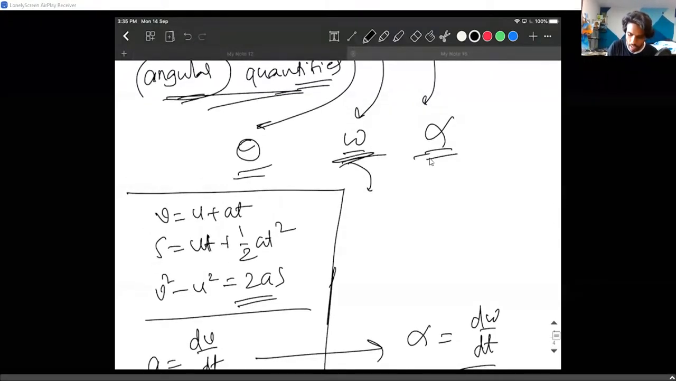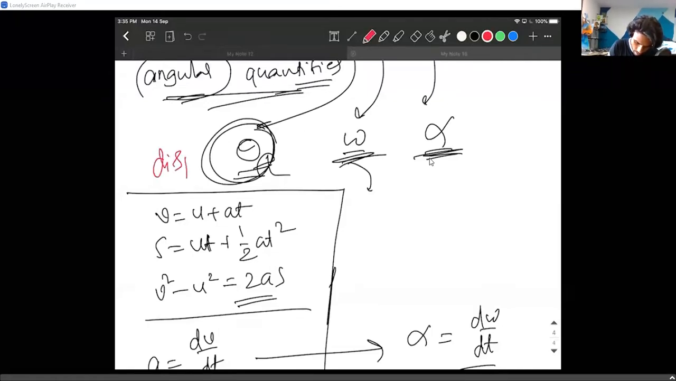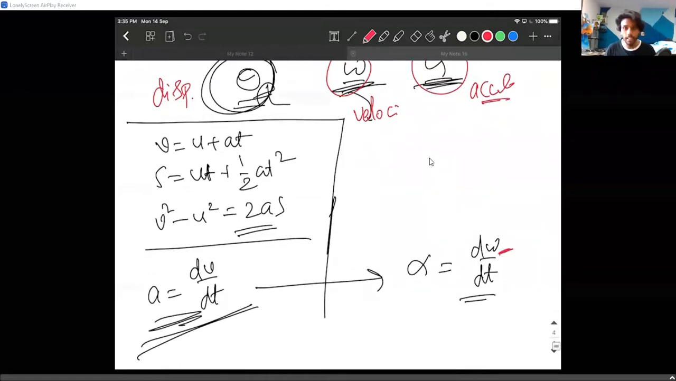Theta, omega, alpha. Let me write them so that you can see on the screen. Angular displacement, angular velocity, and angular acceleration. So d omega by dt, the rate of change of angular velocity, is nothing but angular acceleration. And if I start with this equation and derive those equations the way we did in kinematics, we will definitely arrive at these equations.